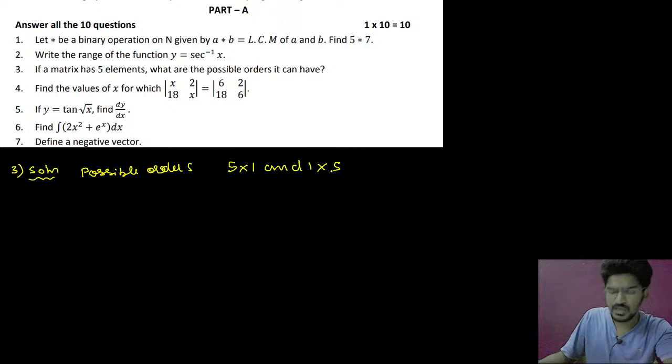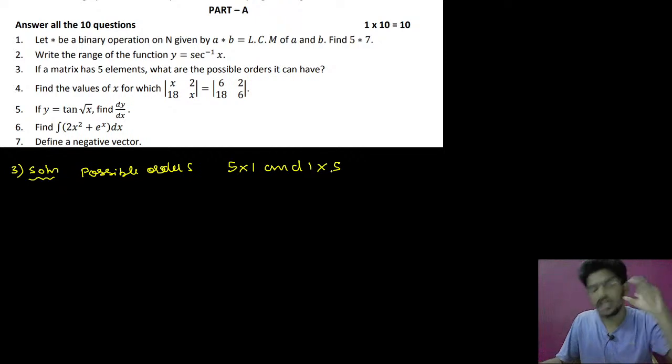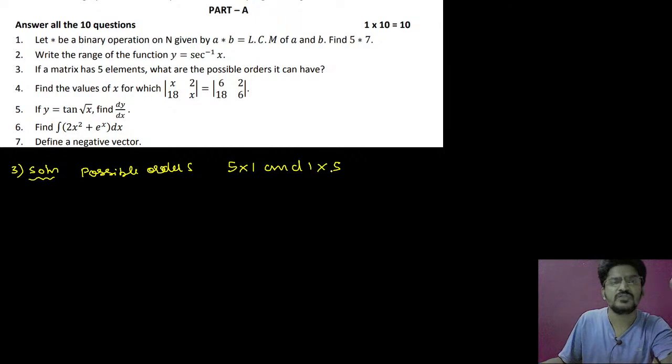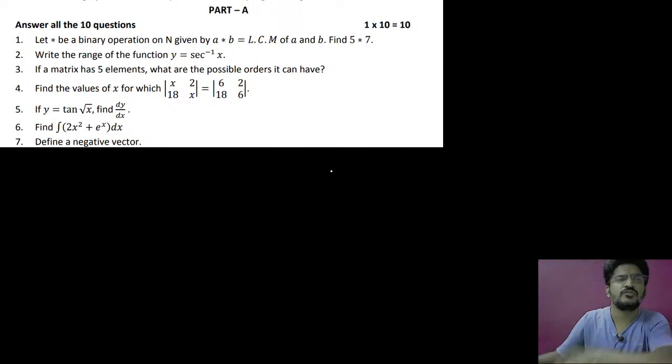So these are the possible orders. If they give any other number, you just decompose that particular number. From that you can write the orders of any other number, no problem. Here 5 is a prime number, we can only decompose it in the form of 5 cross 1. So 5 cross 1 and 1 cross 5 are the two possible orders that we can write if we have 5 elements. Clear? Now we can go for the fourth problem.